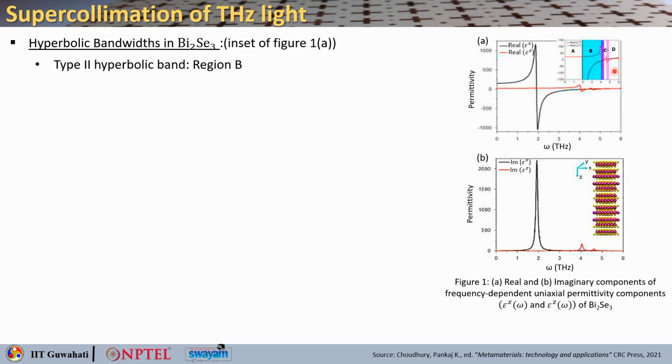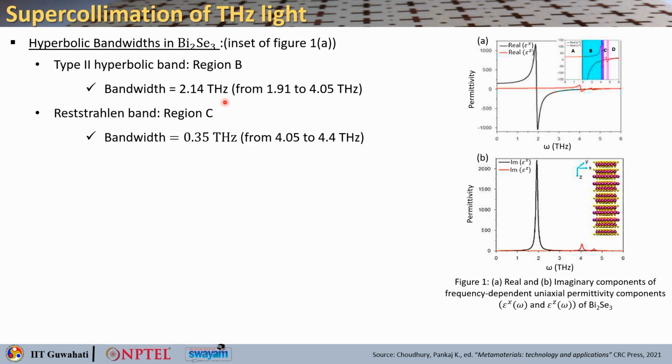Now, let us focus on them one by one. We have seen that region B is marked here, where you have the type 2 hyperbolic band because your parallel permittivity is negative and perpendicular permittivity is positive. It has a bandwidth of 2.14 terahertz, starting from 1.91 to 4.05 terahertz. So, it has a very wide bandwidth.